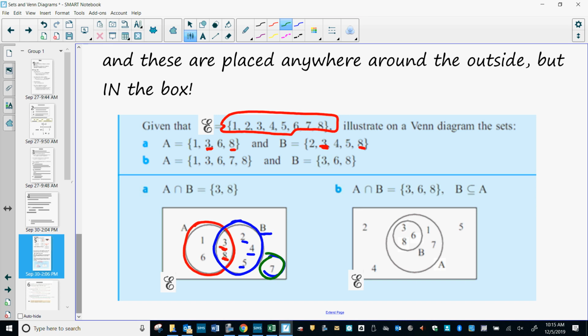Are we asked to do anything? Illustrate the Venn diagram? No. Okay, so then we're looking at this one here. Before you draw your diagram, you want to have a look at the numbers. I can see that I've got 1, 3, 6, 7, 8 in set A, and 3, 6, 8 in set B. So actually, all of the numbers in set B are in set A, and that's why this one has been drawn completely inside it.